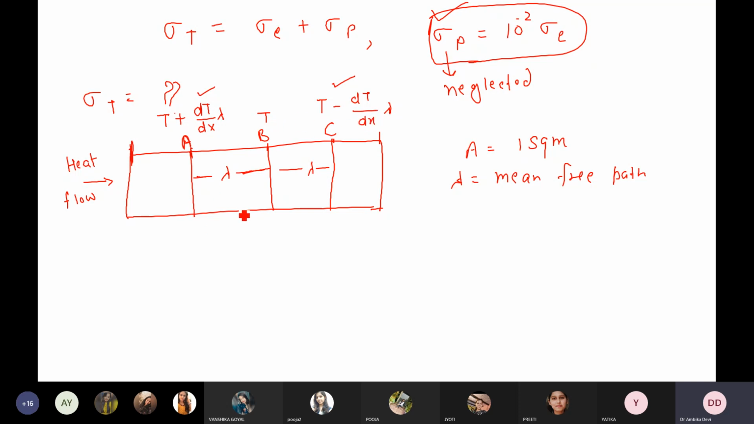Okay. Similarly, because the thermal energy is directly proportional to temperature, if the value of energy at point B is E, then the energy at point A will be E plus dE by dx multiplied by lambda, and the energy at point C will be E minus dE by dx multiplied by lambda. Okay, so this is the situation.